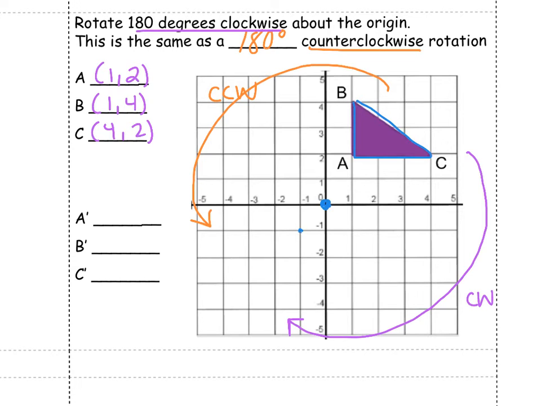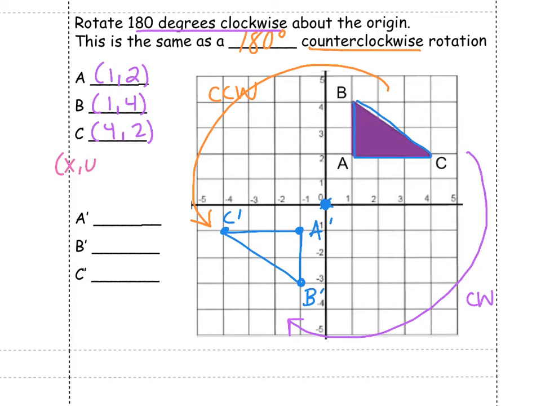I know A prime should end up here. And it's kind of upside down now. C prime, and keeping that shape the same, B prime. A prime, B prime, C prime. I swung it around my origin. Now, if you can't see where that ends up, let's use the rule.